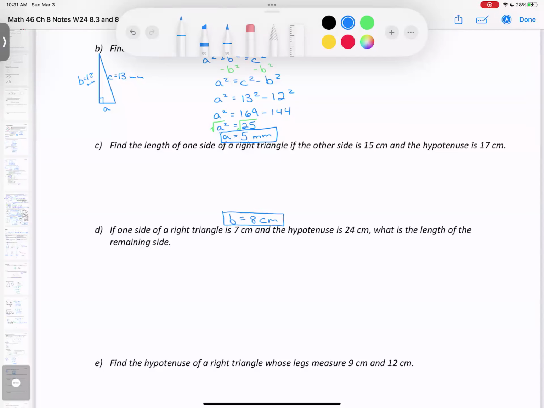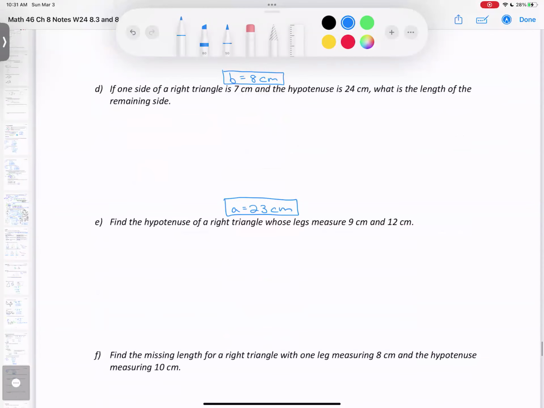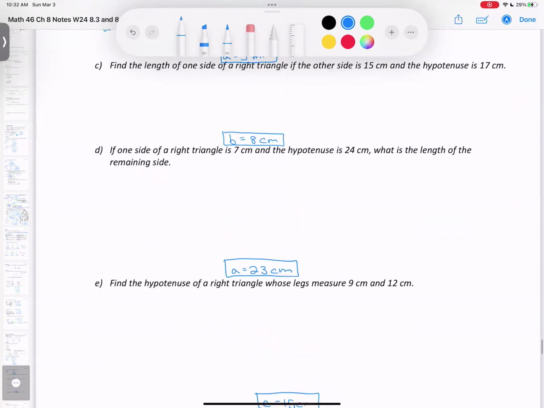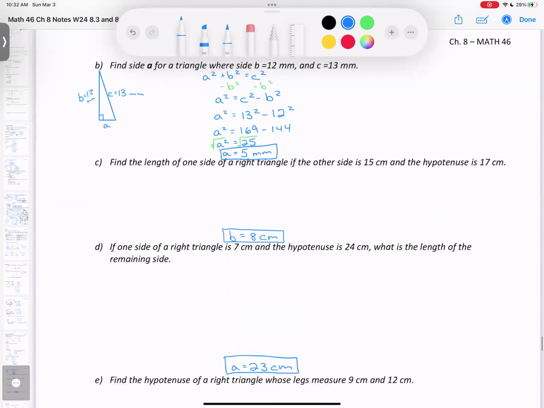And for G, 23 centimeters. E, you'll get 15 centimeters. And F, you should end up with 6 centimeters. So go ahead and give these a shot. Pause this video. And let's do them together now.